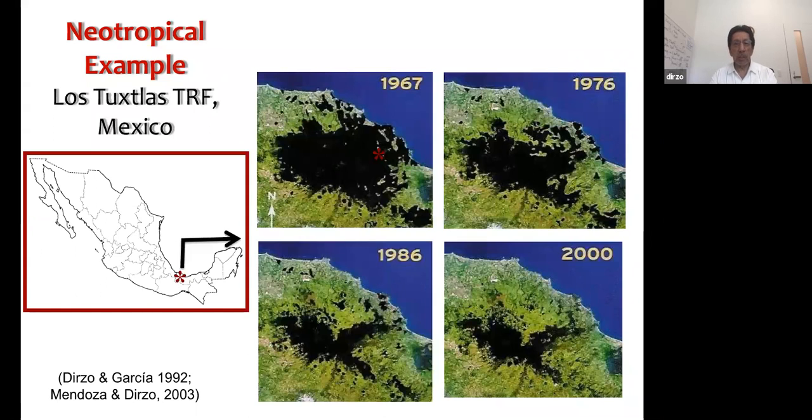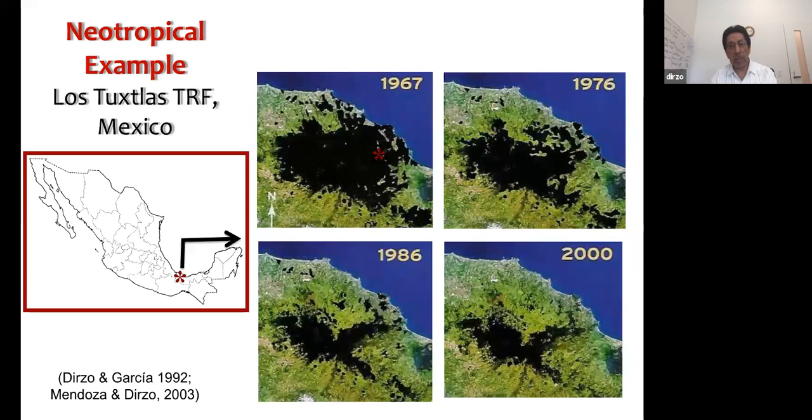This is an interesting place actually for us ATBC people and for tropical biologists, because this location in Southeast Mexico represents the northernmost point of distribution of the tropical rainforest on this part of the planet, in the Western Hemisphere, probably on the planet. What you see on the four panels to the right is a sequence of images representing in black the coverage of the tropical rainforest in this very location, going from 1967 to 1976, 1986, and year 2000. So in black is the coverage of forest in those years.